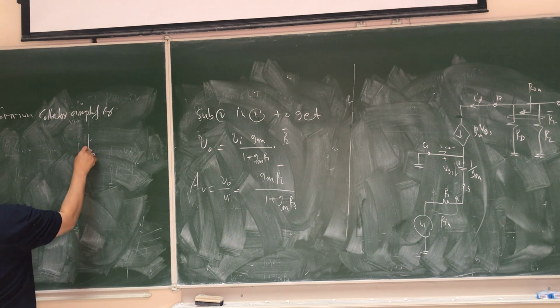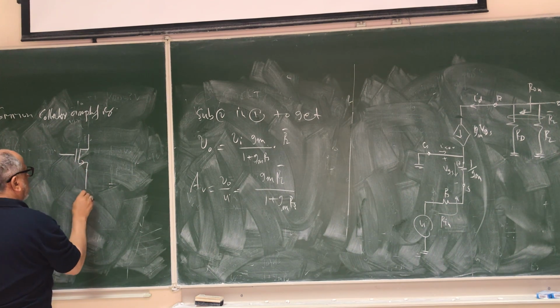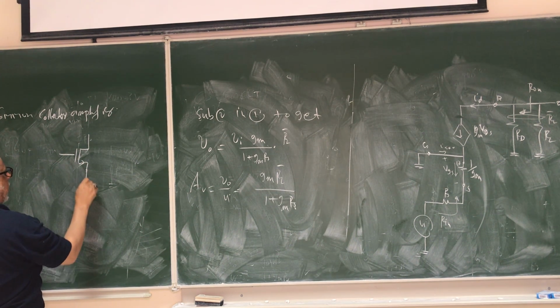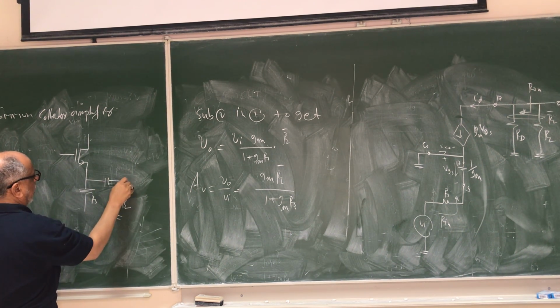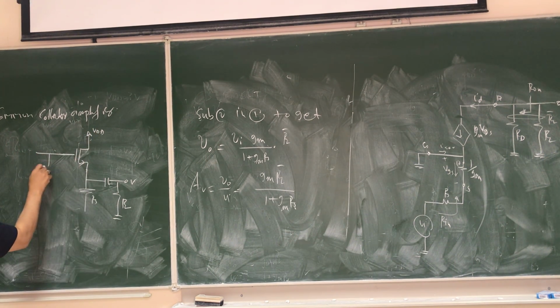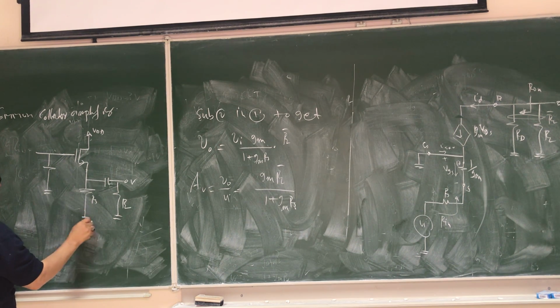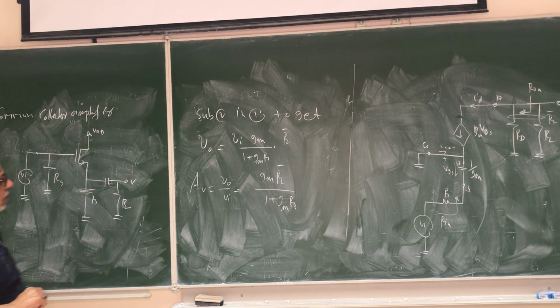So in common collector, we have the circuit shown here. Let's say this is RS, then this is the load, RL, V out here, and we have the input here. Let's say we have the biasing already given to us, or it is already done, so it is already biased in active mode, in saturation mode. So this is the circuit for the common collector amplifier.